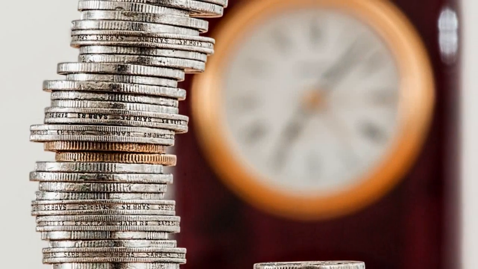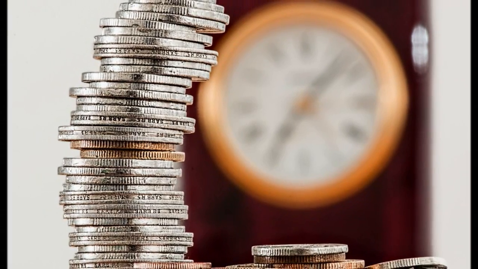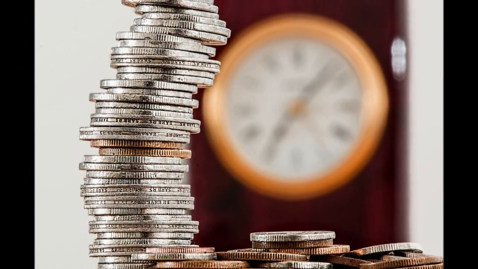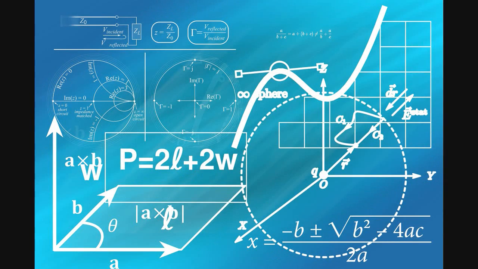This method doesn't take into account the time value of money, where cash generated in later periods is worth less than cash earned in the current period. Incorrect averaging. The denominator of the calculation is based on the average cash flow from the project over several years, but if the forecasted cash flows are mostly in the part of the forecast further in the future, the calculation will incorrectly yield a payback period that is too soon.